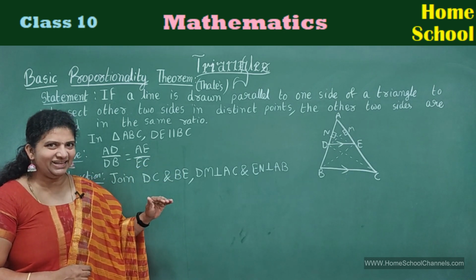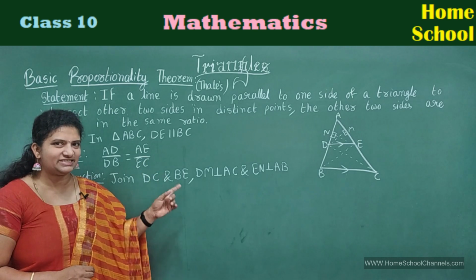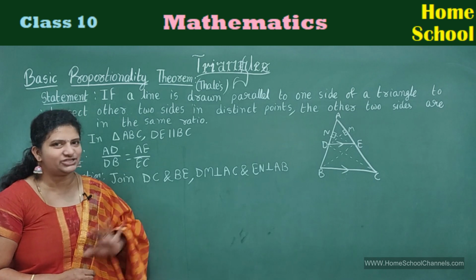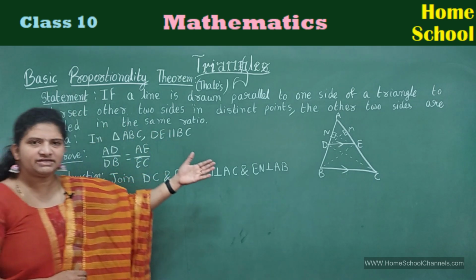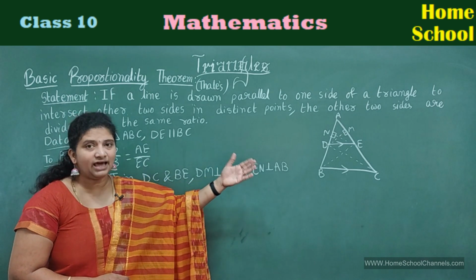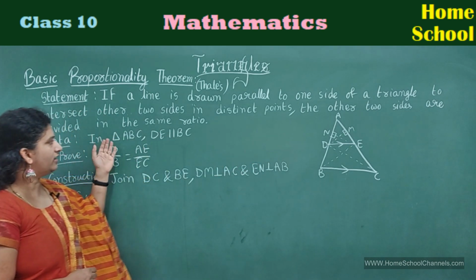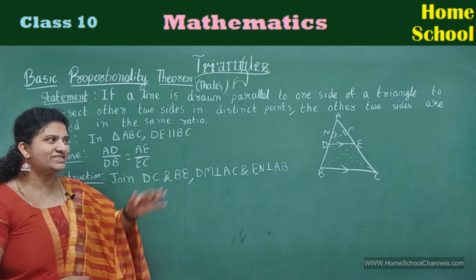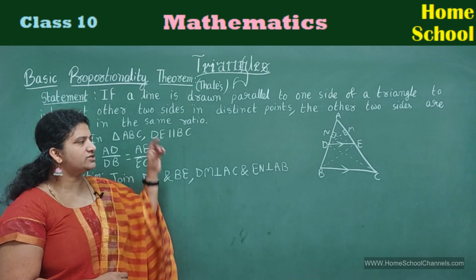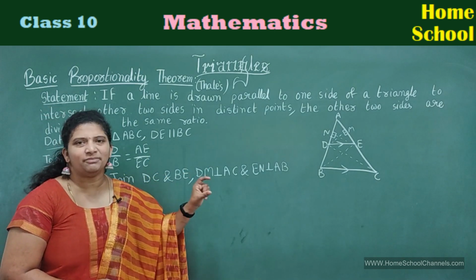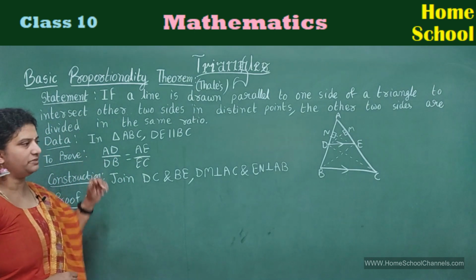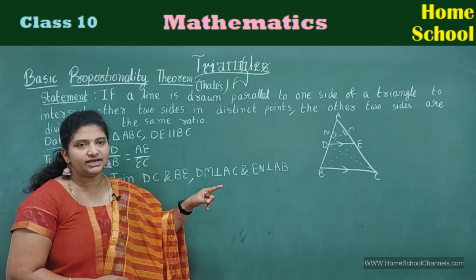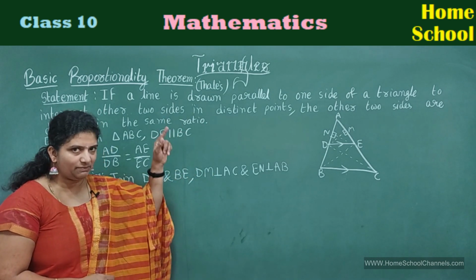Okay, up to here, let us say again, if a line is drawn parallel to one side of a triangle, intersecting other two sides in distinct points, the other two sides are divided in the same ratio. So in data, given ABC is a triangle, DE is a line parallel to BC. So right here, in triangle ABC, DE parallel to BC. To prove the ratios are equal. So what are the ratios? AD by DB is equal to AE by EC. Construction. Join BE, join CD, draw DM perpendicular to AC, EN perpendicular to AB.